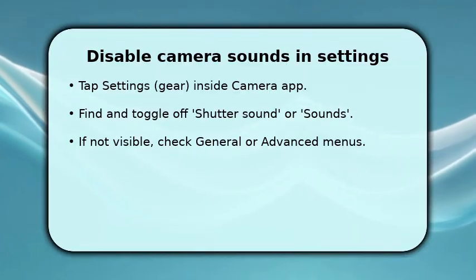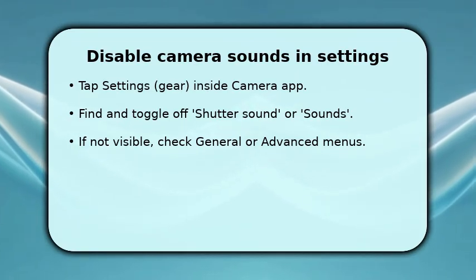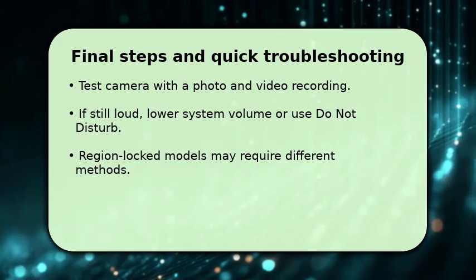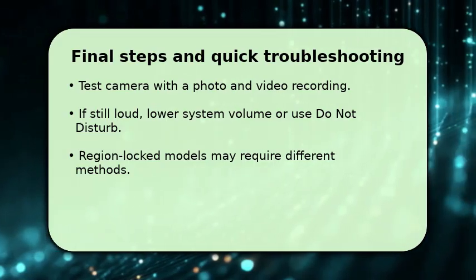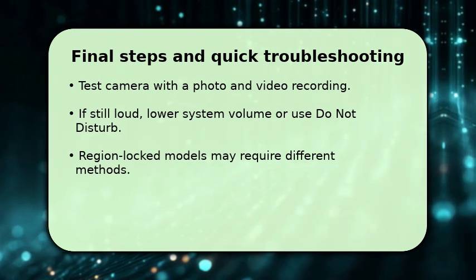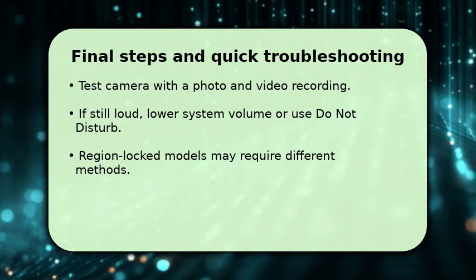Once done, take a quick test photo to confirm silence because you want to verify the change before leaving the app. Finish by testing both photo and video capture to ensure the shutter and recording sounds are silenced. If you still hear noise, set media and system volumes to low or enable Do Not Disturb. Some models link shutter sound to system volume.